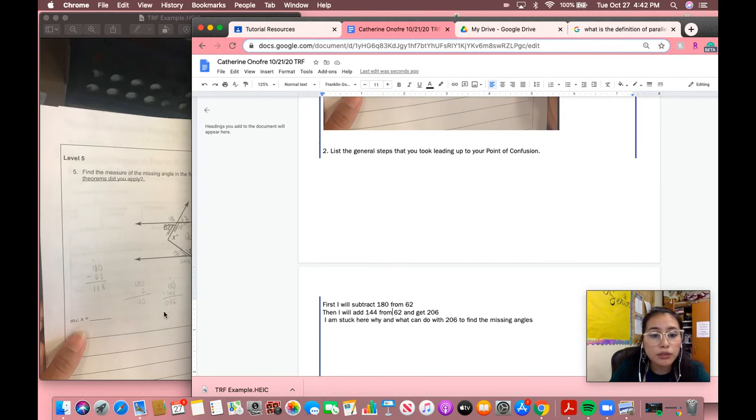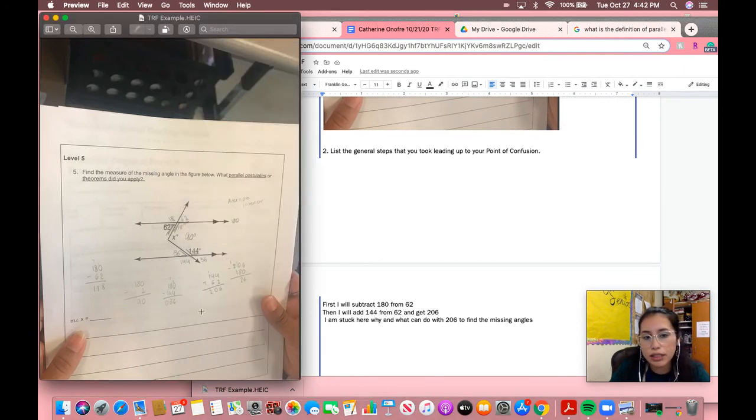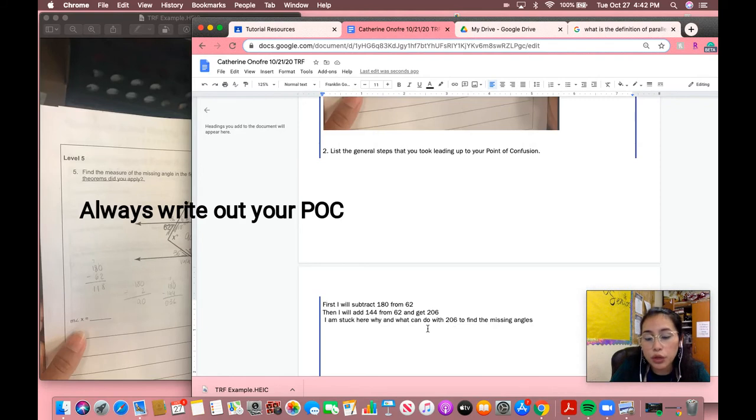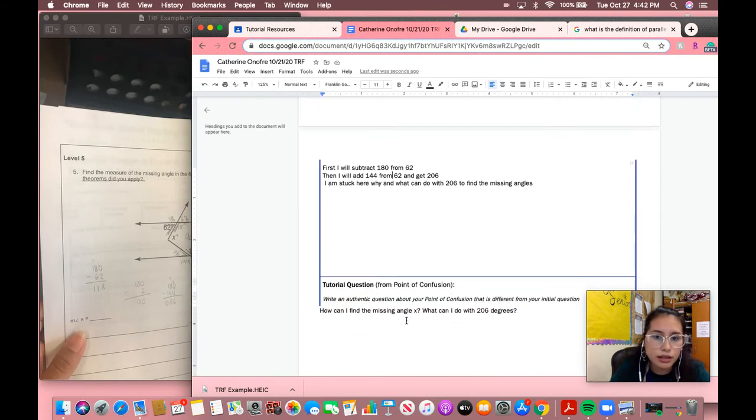Now this is the part that I'm confused. You see how I did that? I am stuck here. Why and what can I do with 206 to find the missing angles? Because I'm looking for X. That shows me and that shows the tutors where you got stuck.